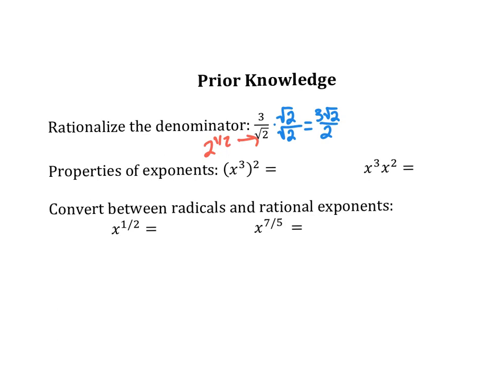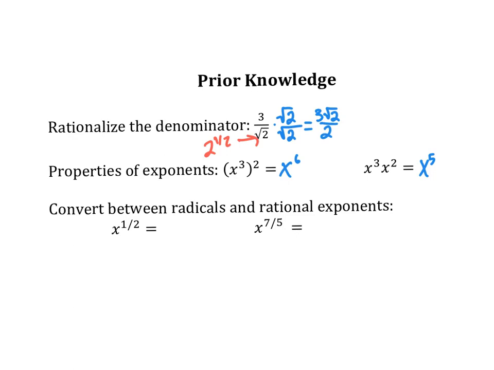If we have x to the third squared, that's x to the sixth, because we have two groups, and in each group are 3 factors of x. But if we have x to the third times x squared, that's x to the fifth. We add those exponents because we're multiplying like bases, so we have 3 factors of x times 2 more factors of x. It's important to remember these rules when you are working with rational exponents.